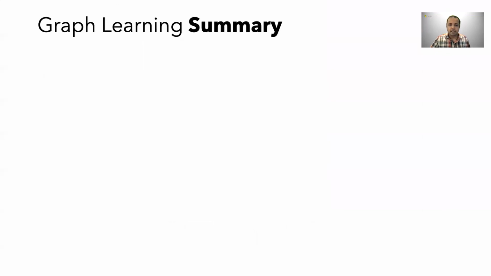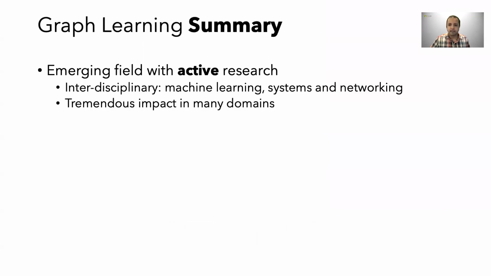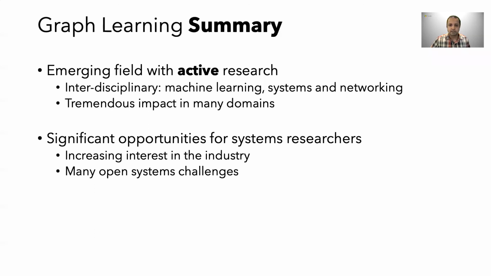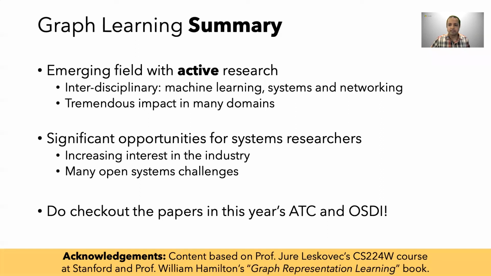To summarize, graph learning is an emerging field with active research in machine learning, systems, and networking areas. It has already had significant impact in many domains and continues to be used in new settings. As systems researchers, we have significant opportunities in this space. There is a lot of interest in the industry. There are many open systems challenges. This year, we have 5 amazing papers at ATC and OSDI that look at some of these issues. I hope you will check them out.